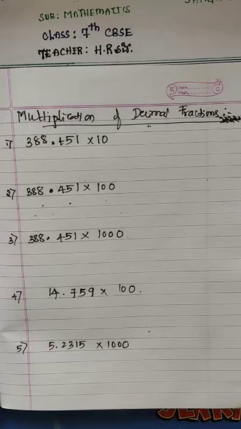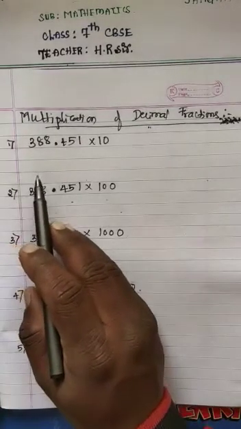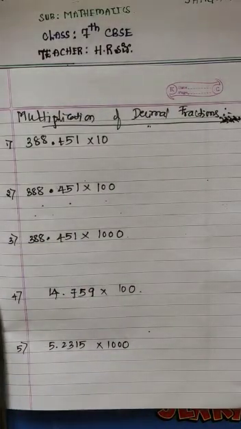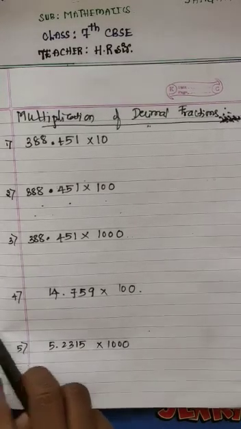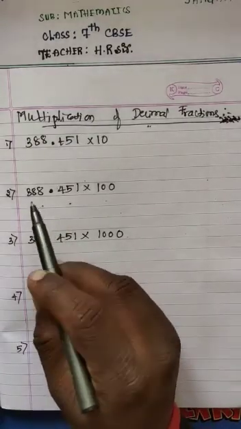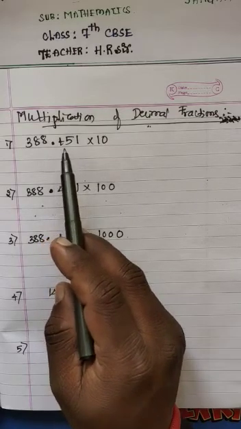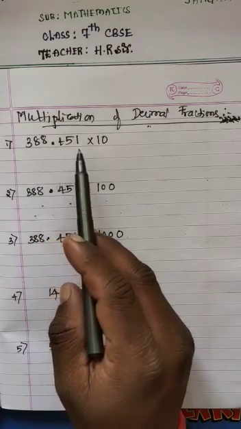For example, see here we have one example, that is 388.451. In the given decimal number, 388 is the integer part, and 451 is the decimal part, right? It can be read as 388.451. So here after the decimal point, we have three decimal places, that is 451.